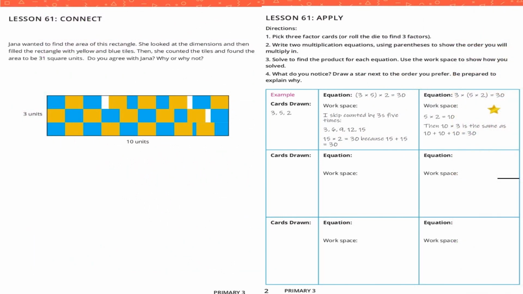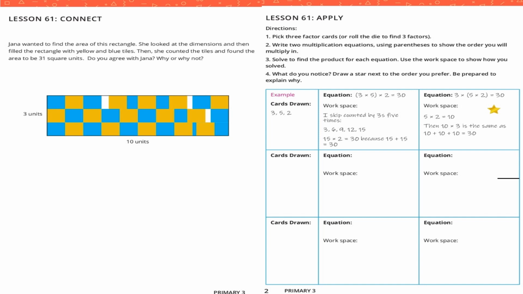Let's start solving our math book. Lesson 61. Let's start with the connect part. Jana wanted to find the area of this rectangle. We have a rectangle here. She looked at the dimensions and then filled the rectangle with yellow and blue tiles. Then she counted the tiles and found that the area is 31 square units.